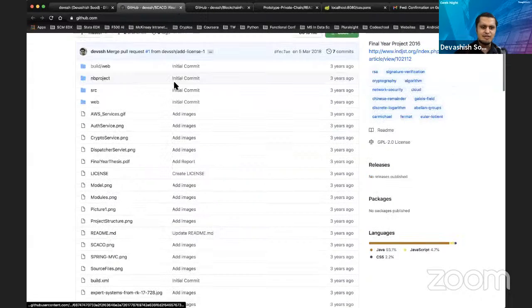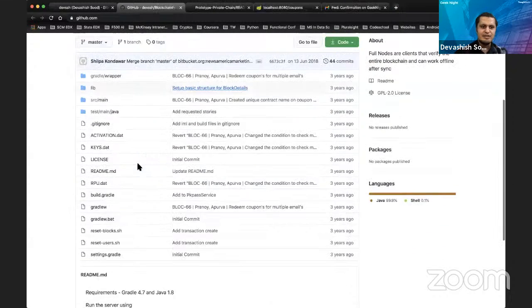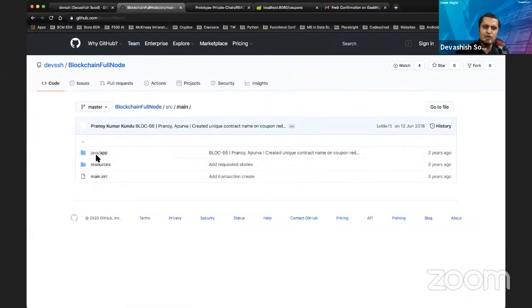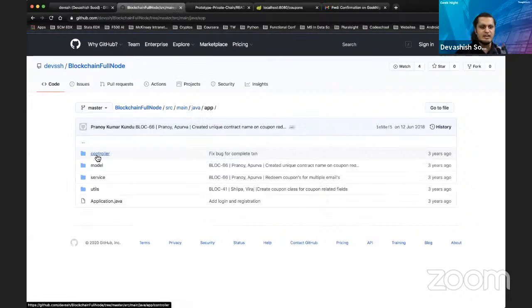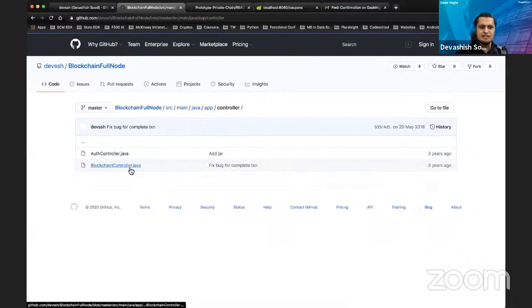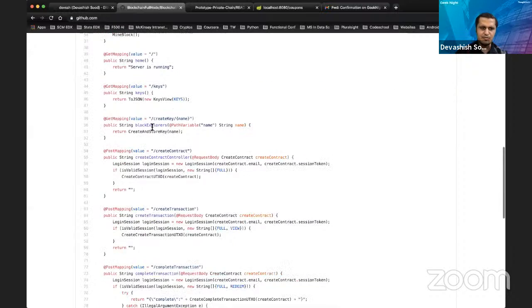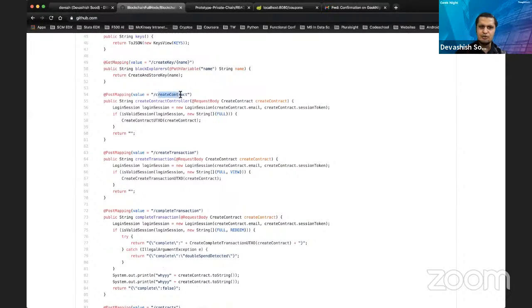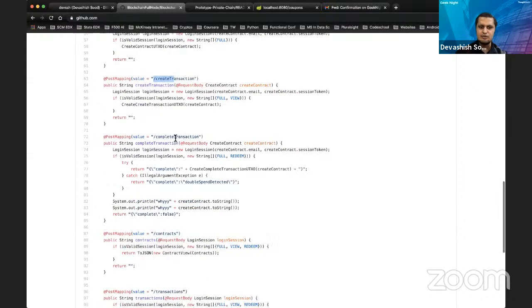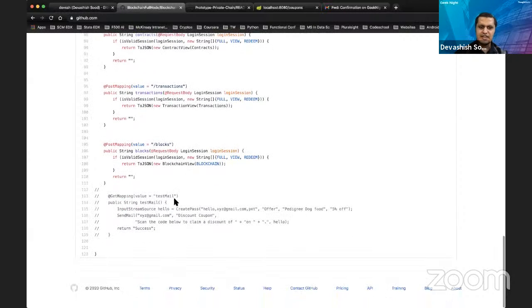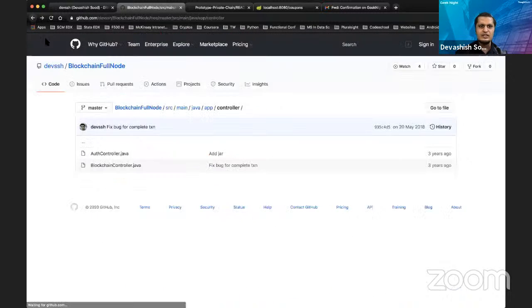And there's a blockchain full node where we will describe how the contracts work. If you want an example of how to create a sample blockchain and what all is in it, you can see what the controller looks like. This is in Java. It's a Spring Boot app. You can see how to create a contract, how to create a transaction, how to complete a transaction. These are some of the abstractions that you would see in a typical blockchain.